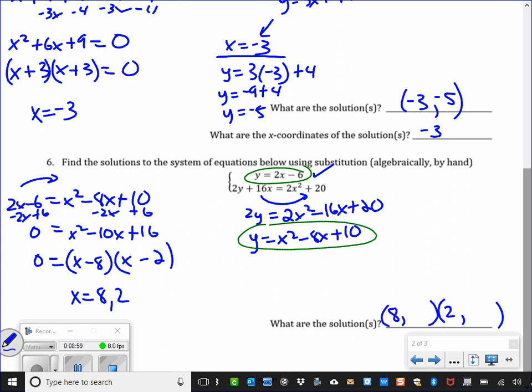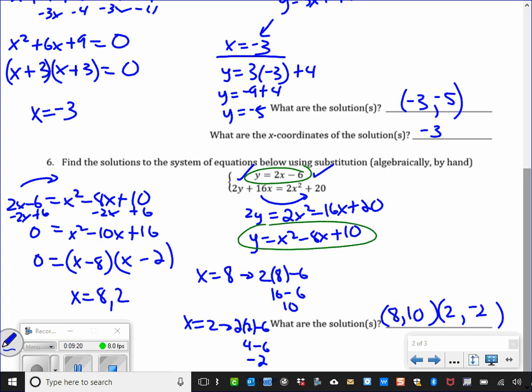All right, so if x equals 8, I'm going to plug it into this problem. 2 times 8 minus 6, that'd be 16 minus 6, that'd be 10. So the y value is 10. And then when x equals 2, same thing, 2 times 2 minus 6, so 4 minus 6 is negative 2. All right, so that is by hand.